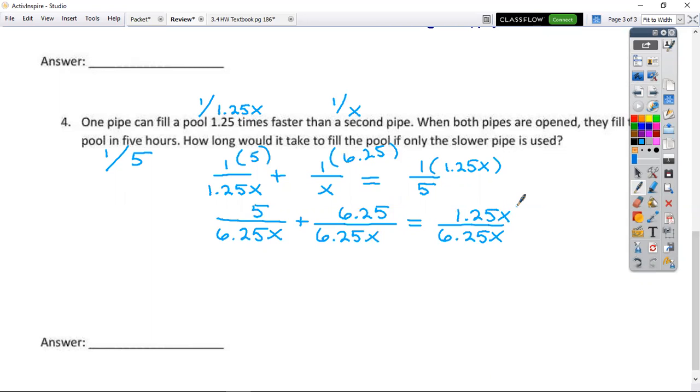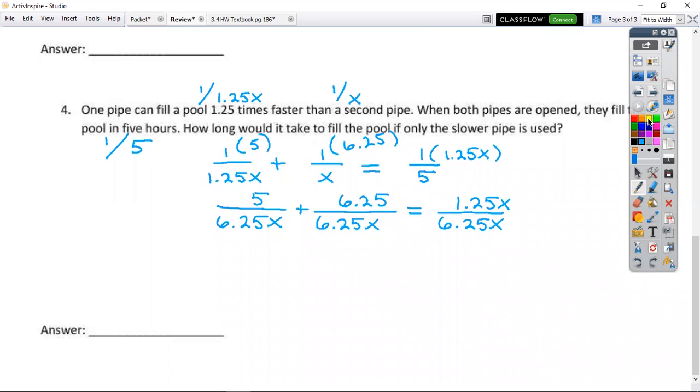Once again, you have an equation. You're going to drop the denominator, solve your numerator. So we are left with 11.25 is equal to 1.25x. And then divide by 1.25. We've got 11.25 divided by 1.25. I got 9. So x would be equal to 9.